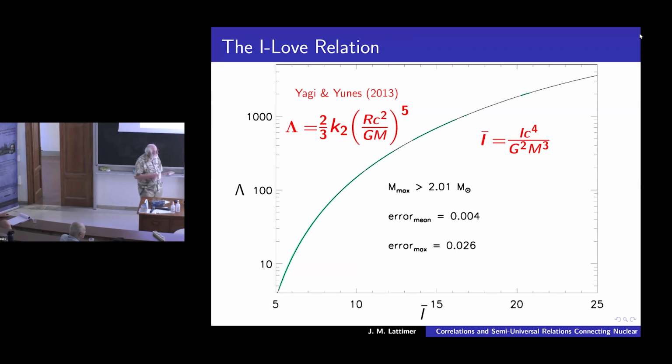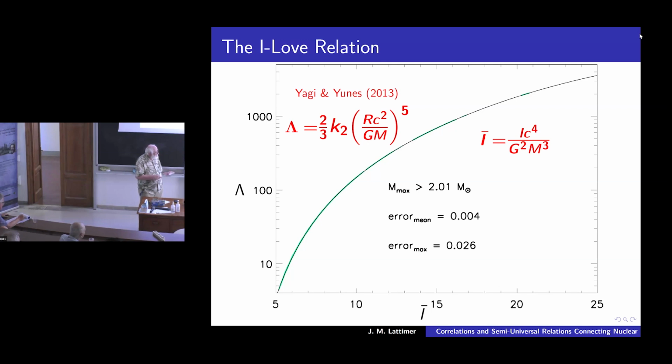So as I said, there are now several different correlations involving neutron stars. One of the most spectacular is known as the I-Love relation. Actually, it also involves the quadrupole moment of a neutron star. So the relation is actually known as the I-Love-Q relation, discovered by Yagi and Yunes. And it's a relation that exists between the dimensionless tidal deformability of a star, shown on this axis, and the reduced moment of inertia, which is basically made dimensionless by dividing by the proper combinations of constants and the cube of the mass.